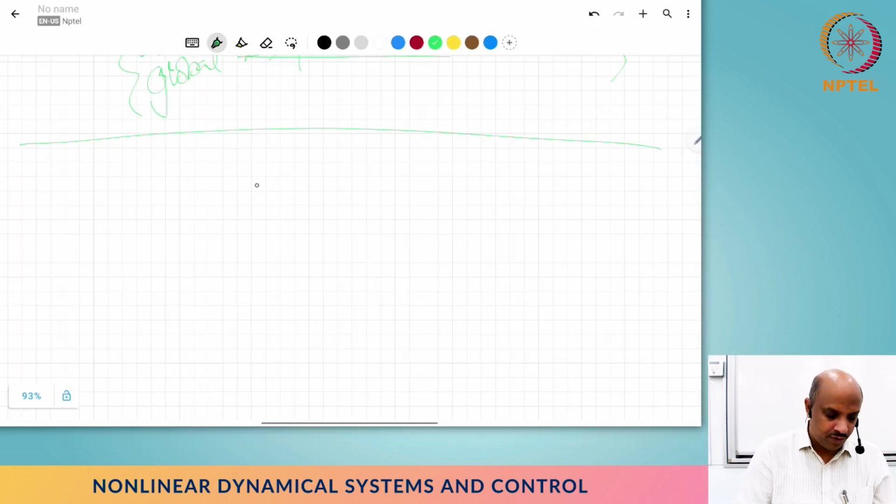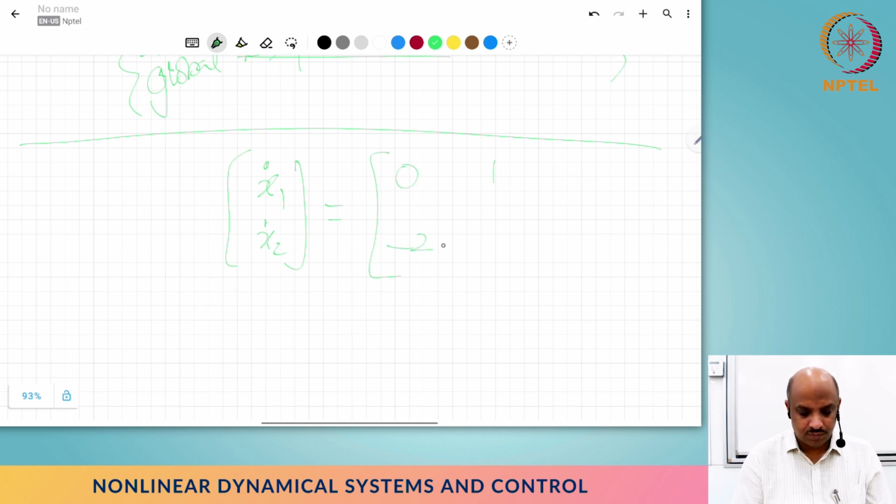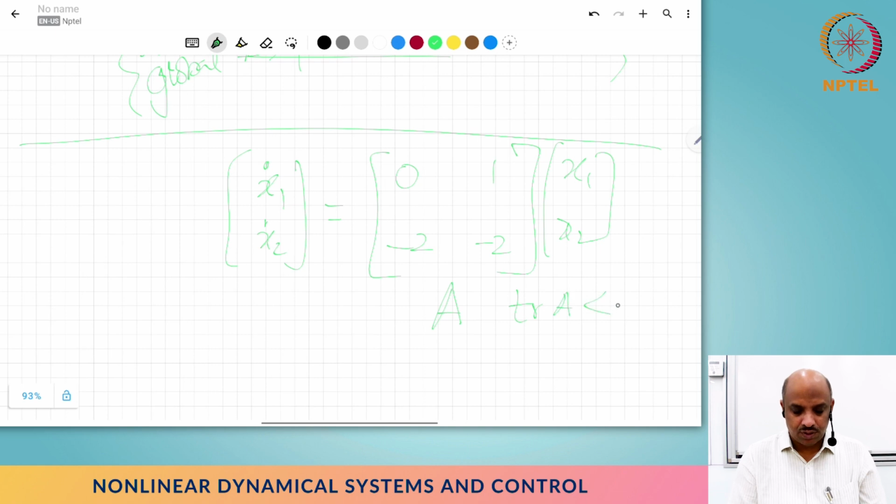And so we have therefore x1 dot, x2 dot is equal to, we have some sine function and things like that, and you will essentially get this, okay, 0 1 minus 2 minus 2, right? And if you recall, I mentioned that given a 2 by 2 matrix, we have to check if the trace is less than 0 and determinant of A is positive, and if both are true, then we can conclude that this particular matrix is Hurwitz, and therefore the system is stable, right?